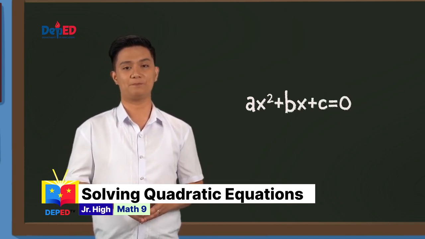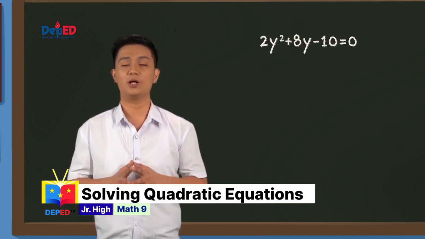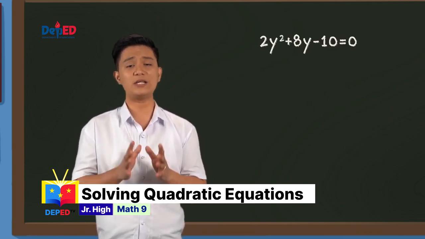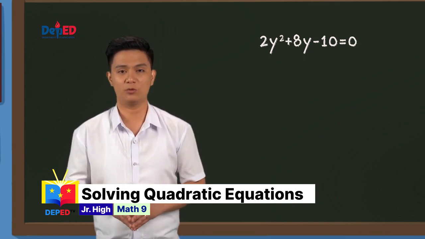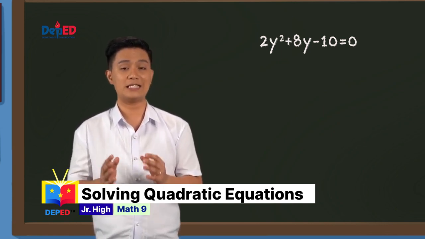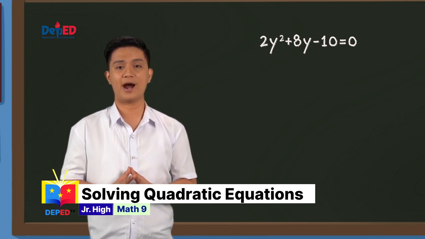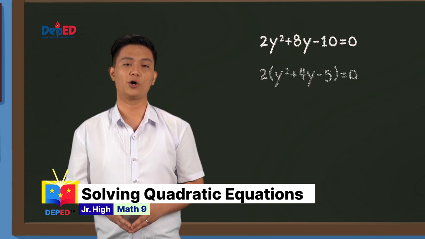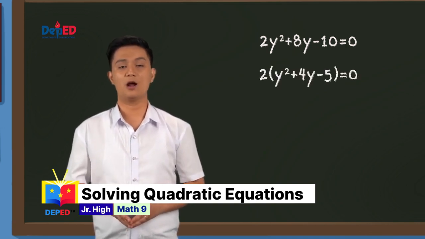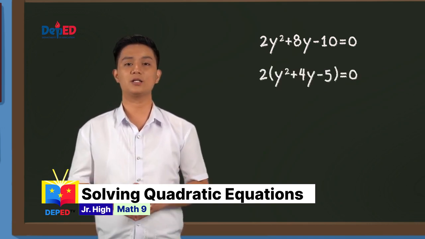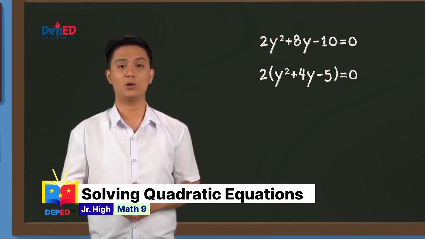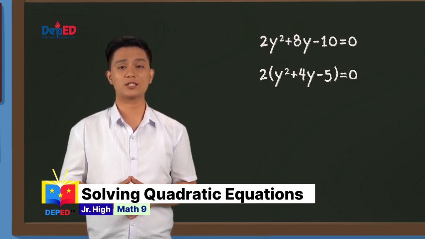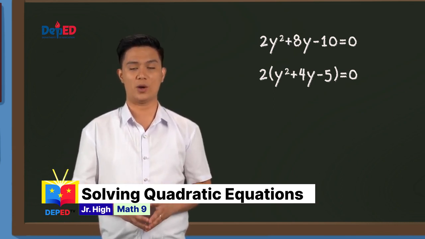Here is one of them. 2y squared plus 8y minus 10 equals 0. So by inspection, we see that all the terms are divisible by 2. So 2 here is the GCMF. So we have to divide the trinomial by 2. Hence, the factored form 2 multiplied by the trinomial y squared plus 4y minus 5 equals 0. We can eliminate this GCMF since it's a constant and will not produce any root of the equation.